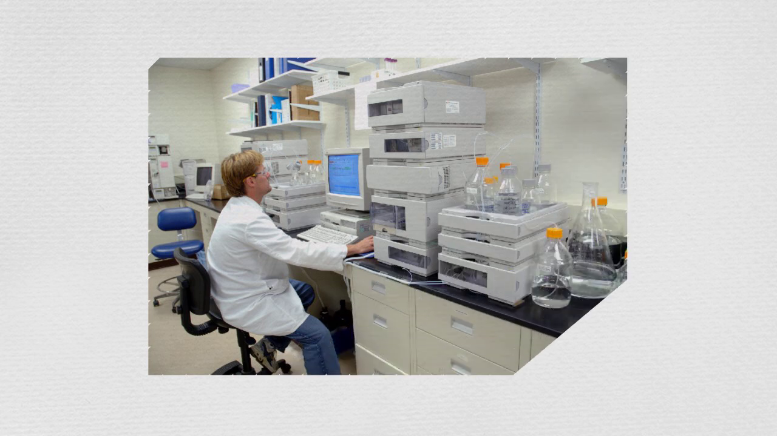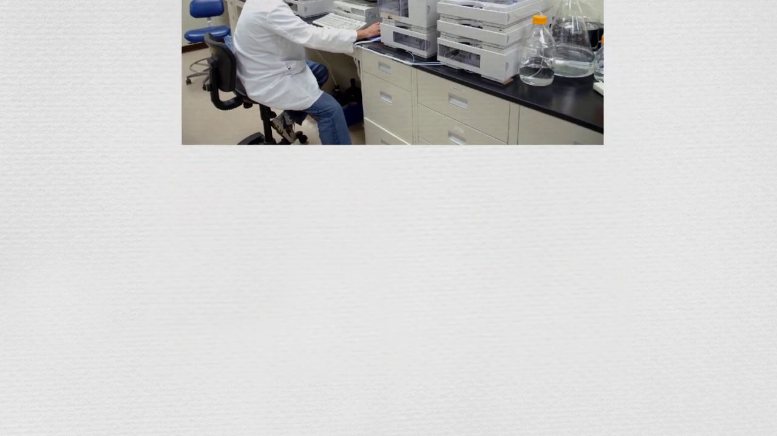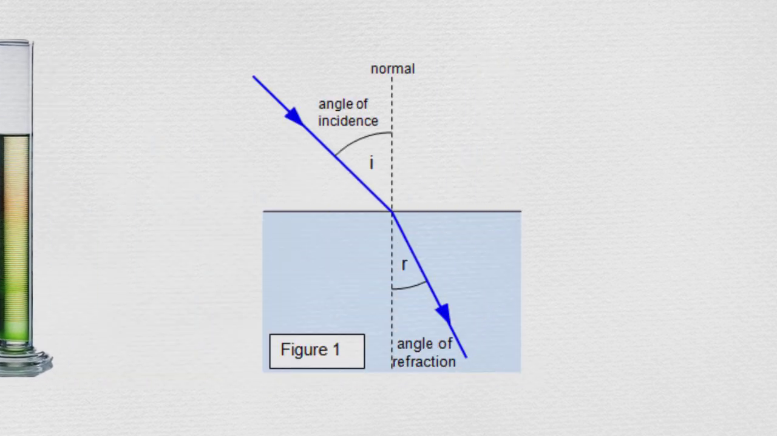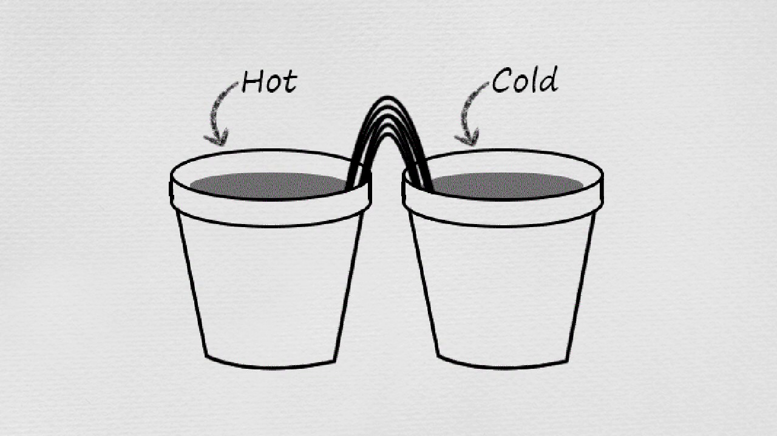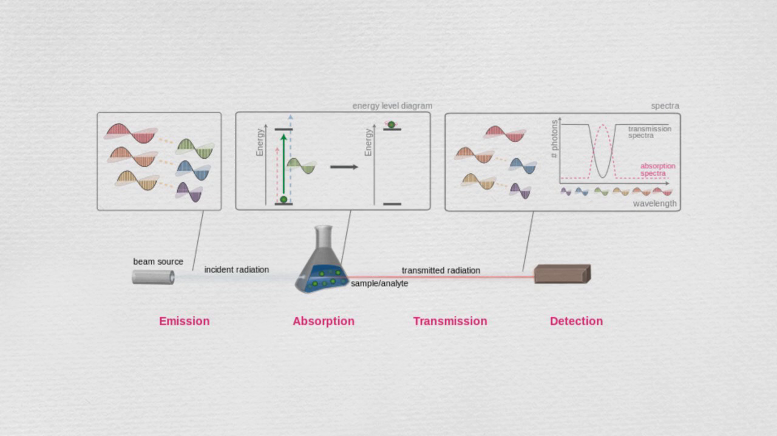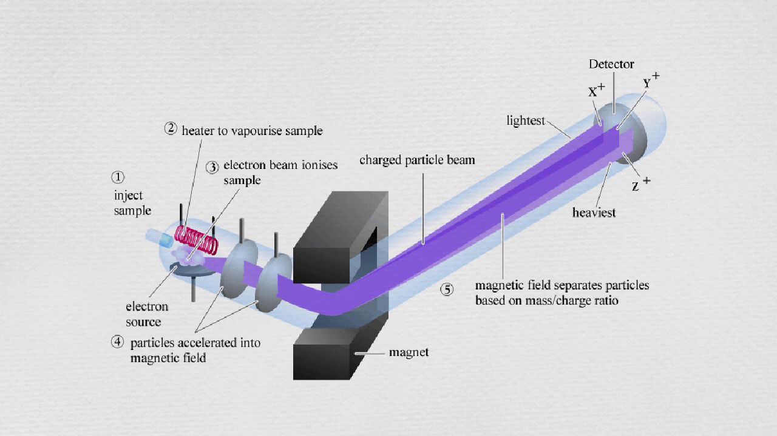The next branch of chemistry we will be studying in the future is analytical chemistry. Analytical chemistry is the science of making quantitative measurements. You can analyze using physical means, which include mass, color, refractive index, and thermal conductivity, by electromagnetic radiation, which includes absorption, emission, and scattering, and also by electric charge, which includes electrochemistry and mass spectrometry.